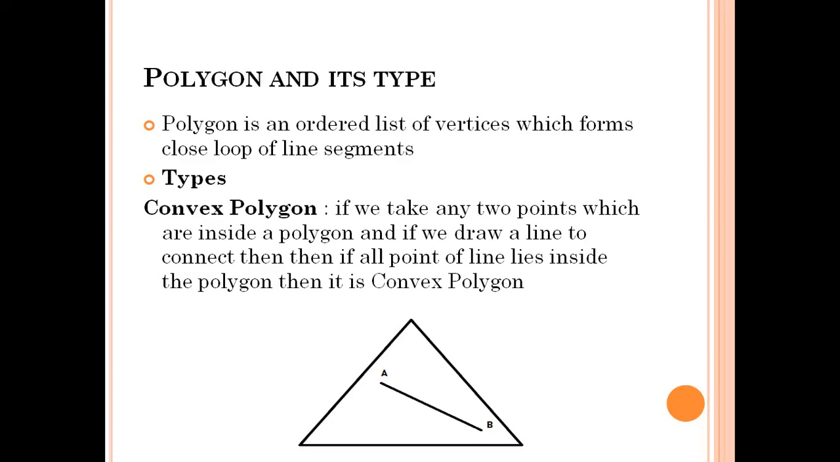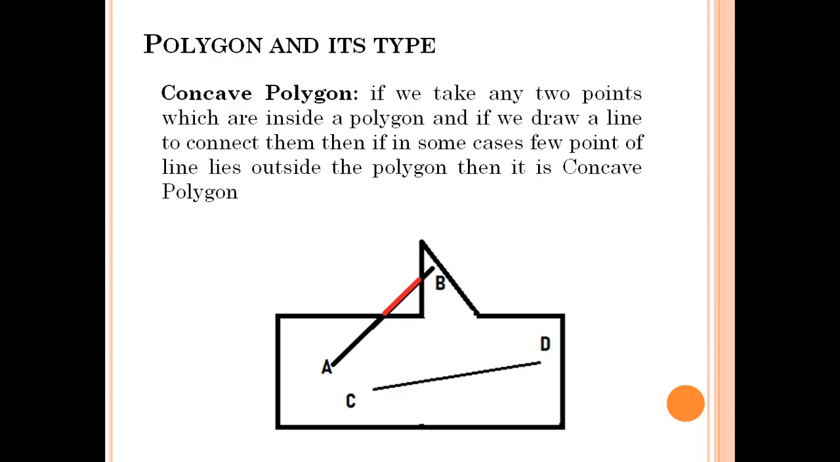Now in the convex polygon, if you take any 2 points which are already present inside the polygon, and if you draw a line which joins these 2 points, then what will we get? Observe that. If all points which are present on that line joining both points are inside the polygon, then it is a convex polygon, which is the simplest form of a polygon. Very easy.